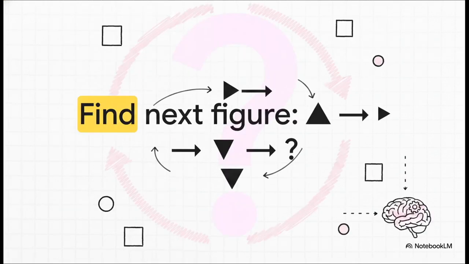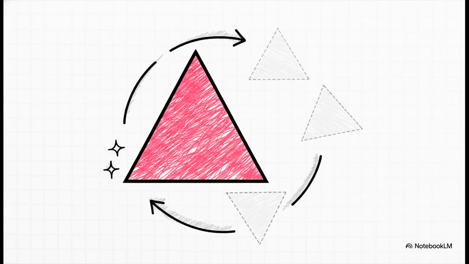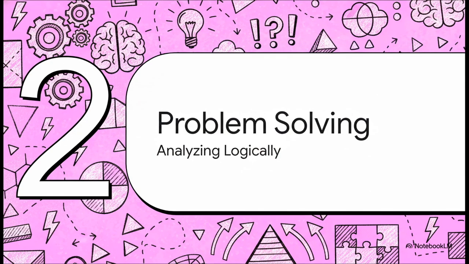Okay, let's put this to the test right now with a classic example. We've got a triangle pointing up, then one pointing right, then pointing down, followed by a question mark. Just mentally trace that movement. Did you catch it? It's a triangle pointing left. It perfectly shows our strategy in action because that triangle is rotating exactly 90 degrees clockwise at every single step. See? Once you nail down that specific rotational rule, boom, the sequence is solved. No guessing needed.